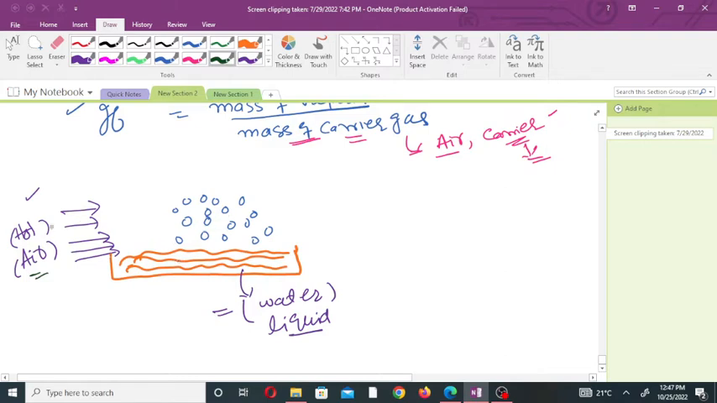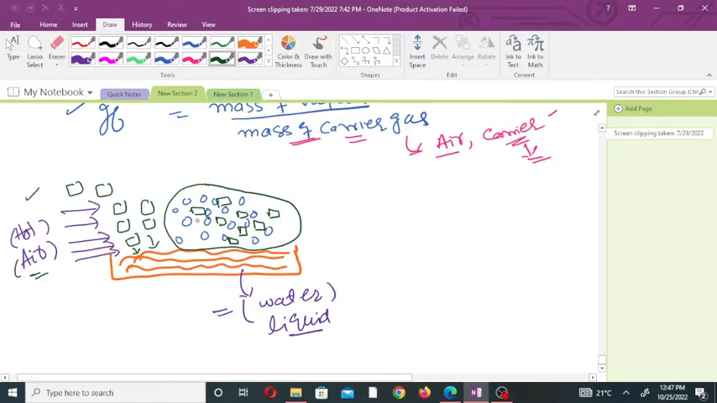Now suppose the air molecules are like this. When these air molecules give their heat to the liquid water, water vapor will be formed, and a mixture of water vapor and the carrier gas will form on the surface of the liquid water. This carrier gas will carry the water vapor with itself across in this direction.